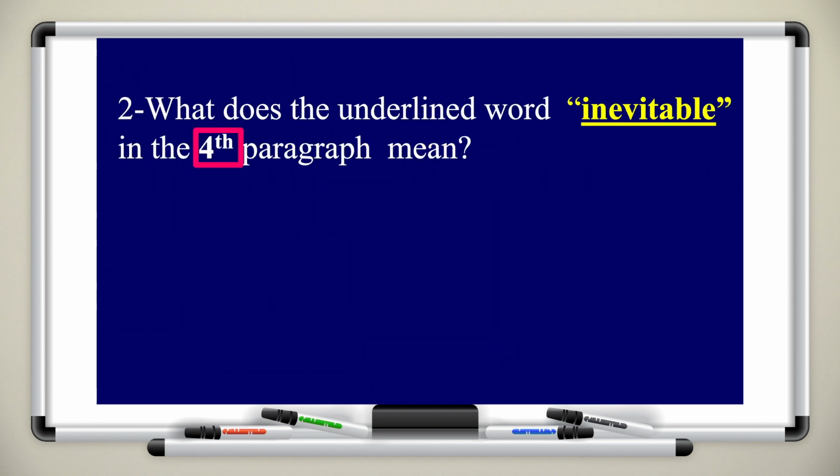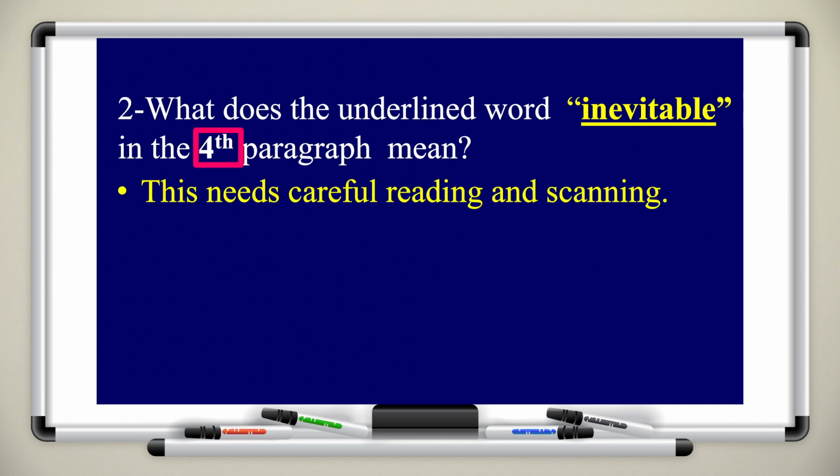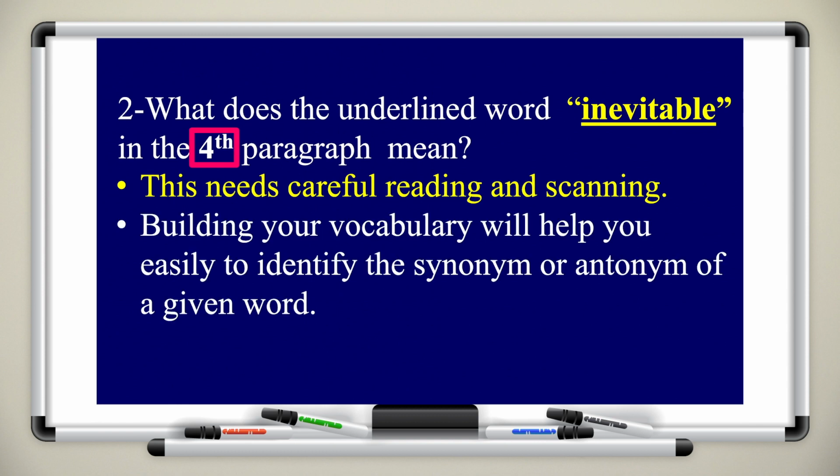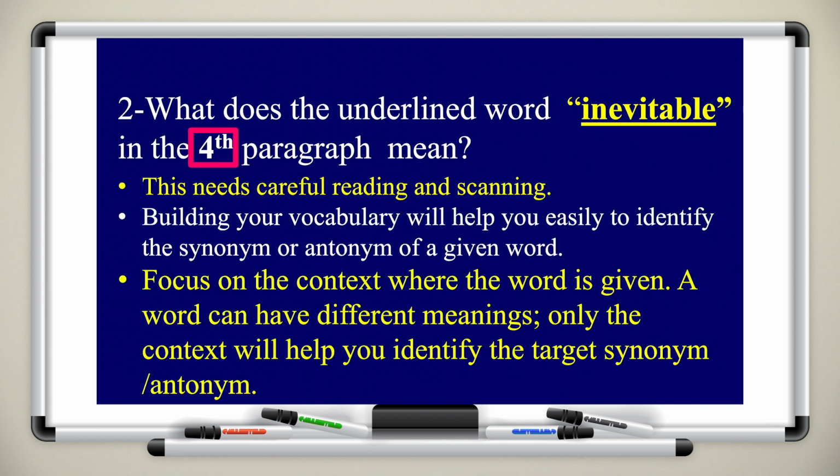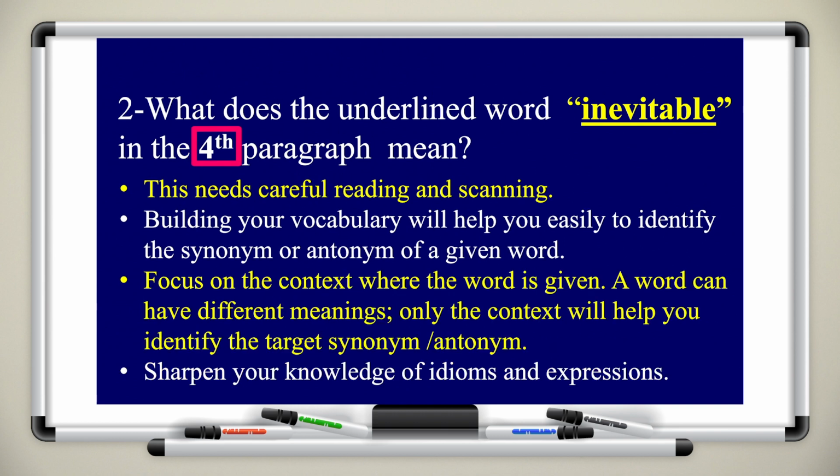Question number 2. What does the underlined word inevitable in the 4th paragraph mean? This needs careful reading and scanning. Try to build up your vocabulary. This will help you easily identify synonyms or antonyms. Focus on the context where the word is given. Sharpen your knowledge also of idioms and expressions, not just vocabulary words.